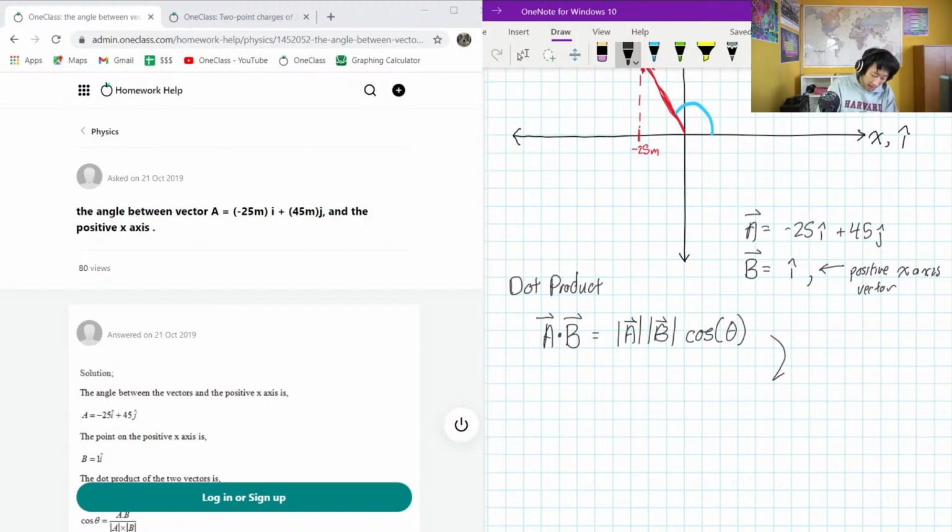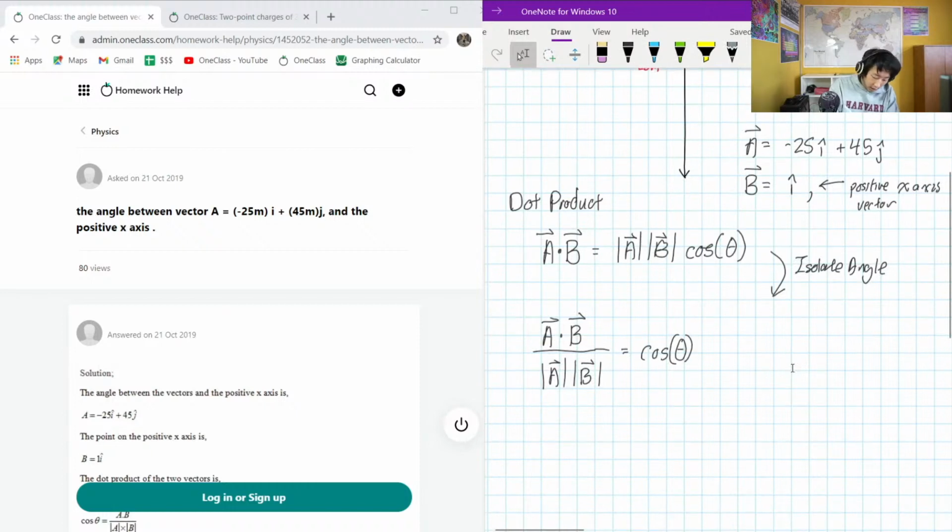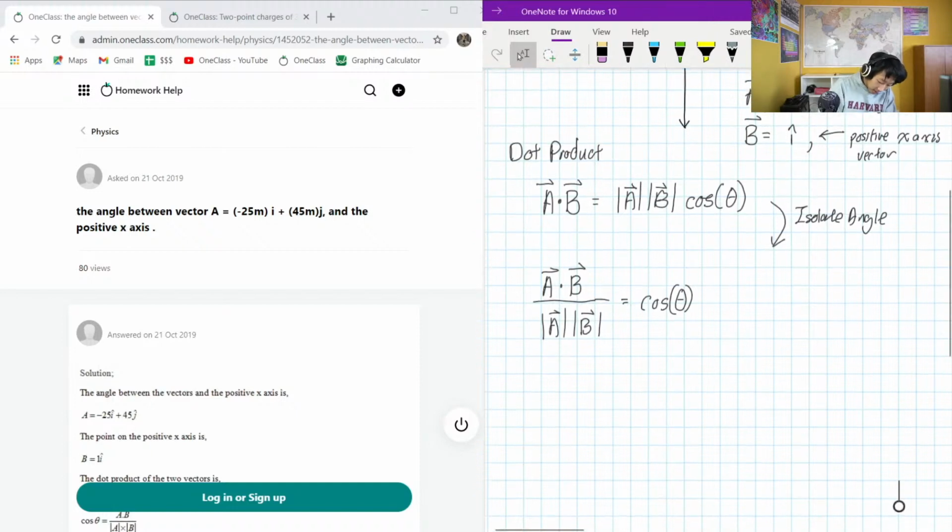So if we want to isolate the angle, then we're going to do the dot product of A and B divided by the magnitudes of A and B. This will give us cos of the angle, and we just got to inverse cos both sides to get the theta out of the cos. But we'll leave that in for now, just so it's going to be a little bit easier to write. Okay, so let's actually write out what this is going to be.